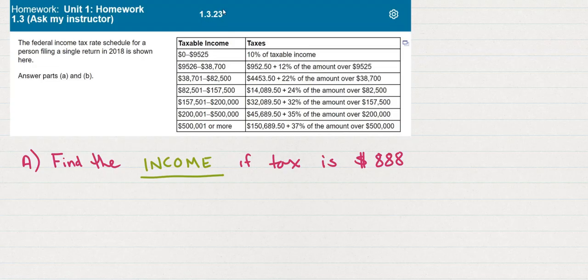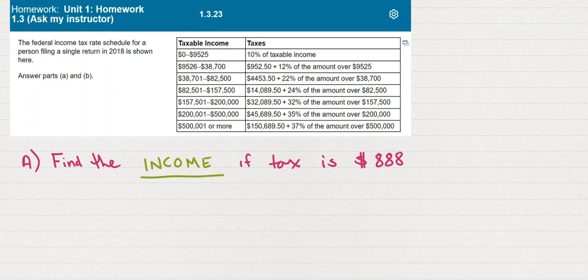You can see that ID written when you see this screen. But this is the problem we're working on. The federal income tax schedule for a person filing a single return in 2018 is shown. Now these schedules change each year, but in 2018, here's what the schedule looked like. And what we want to do is find the income if someone paid $888 in taxes.